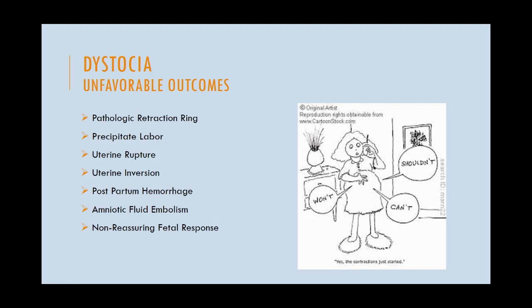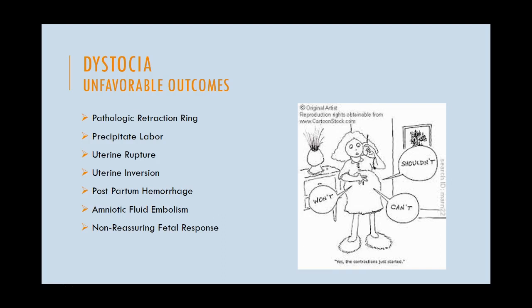What happens there is a thickened area or a thickened ring sort of forms in the cervix and the uterus, and it does not allow labor to progress like it's supposed to. You do not have to know exactly what that is for your test, but I just wanted you to be aware that's something that can happen.